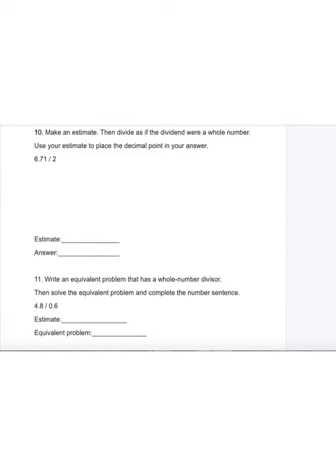For number 10, it says make an estimate, then divide as if the dividend were a whole number. Use your estimate to place the decimal point in your answer. So first I'm going to make an estimate. So I'm going to round that 6.71 to 6. I'm going to say 6 divided by 2. We all know that's 3, so that's my estimate. We know it's going to be close to 3.